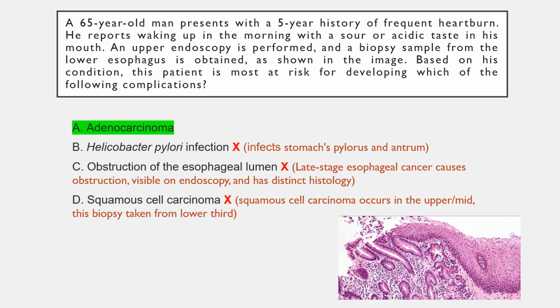Option D is incorrect as the biopsy shown is from the gastroesophageal junction. Adenocarcinoma tends to develop from the lower esophagus, whereas squamous cell carcinoma develops in the mid to upper esophagus. So for this patient, since the biopsy was taken from the lower esophagus, he is more at risk of developing adenocarcinoma rather than squamous cell carcinoma.